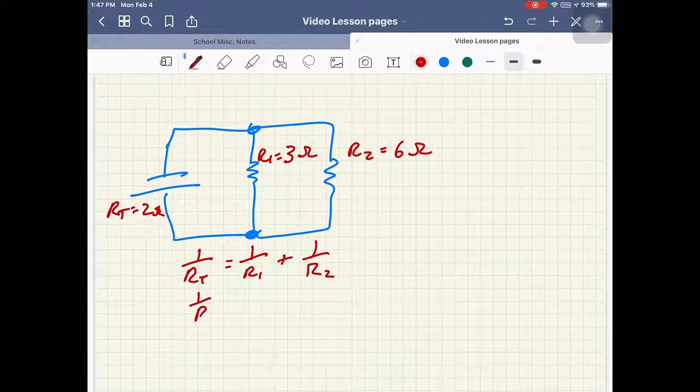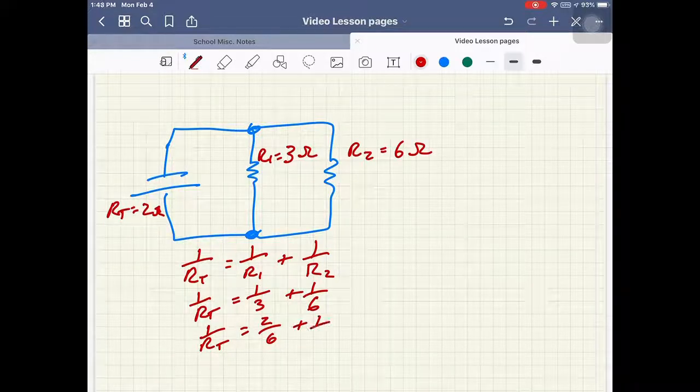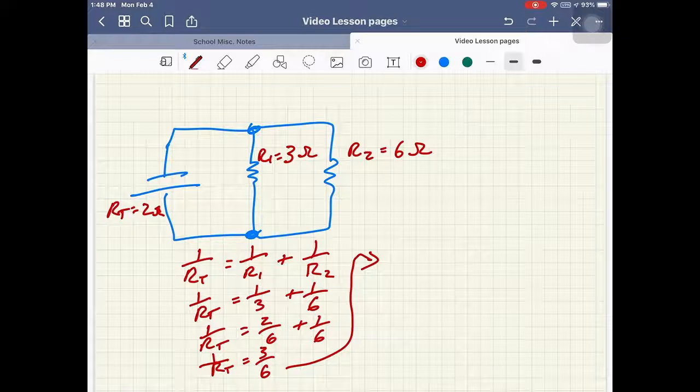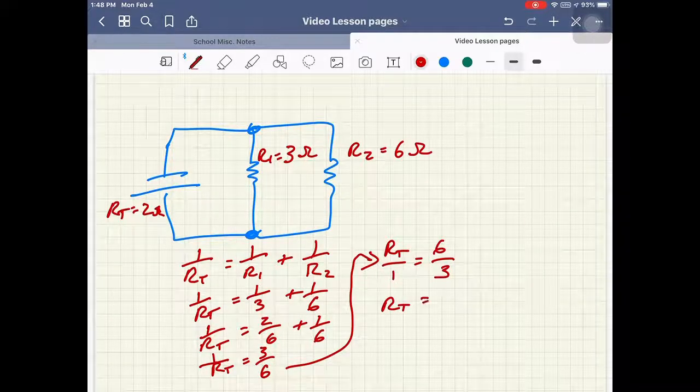So 1/RT, and we plug in the values. 1/6. What we have to do is find a common denominator, which is going to be 6. So we'd have 2/6 plus 1/6, and then 1/RT is going to equal 3/6. We flip those around, so it's RT over 1 equals 6/3. RT divided by 1 is RT. 6 divided by 3 is 2 ohms. And there we got our 2 ohms.